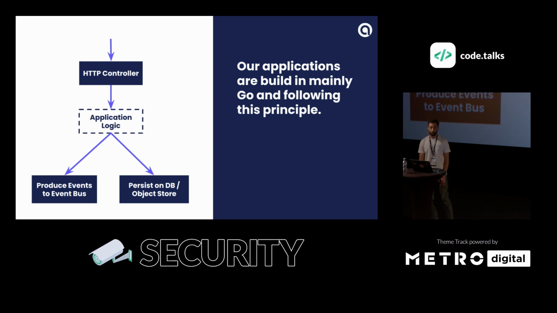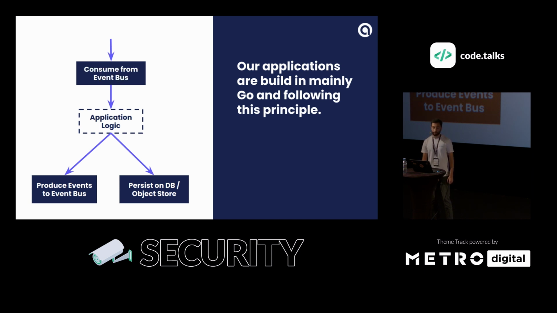Let's talk about our Go application. So our applications are of two types. One type, microservices, will receive an HTTP request from the clients, execute some application logic, and in the end, they could produce some events to the event bus and/or persist some data or some state on the database or object store.